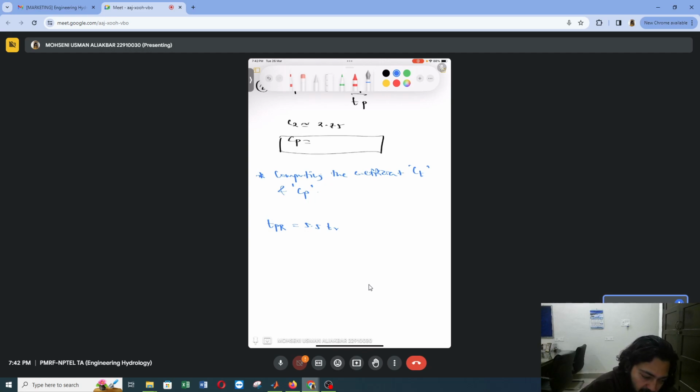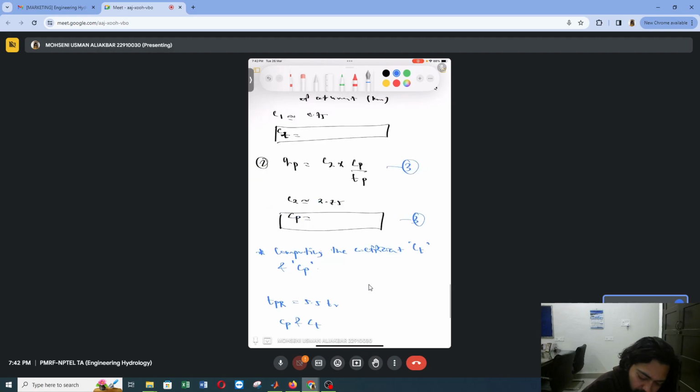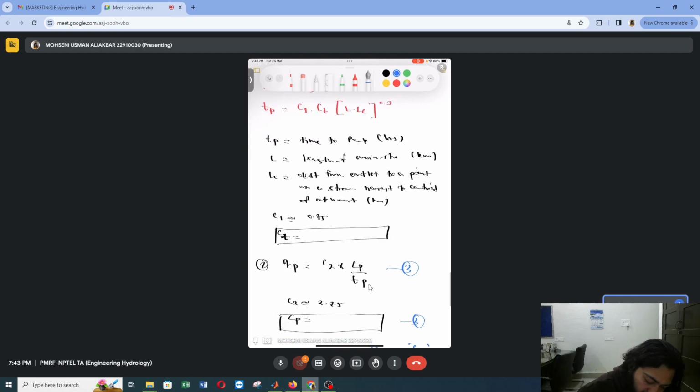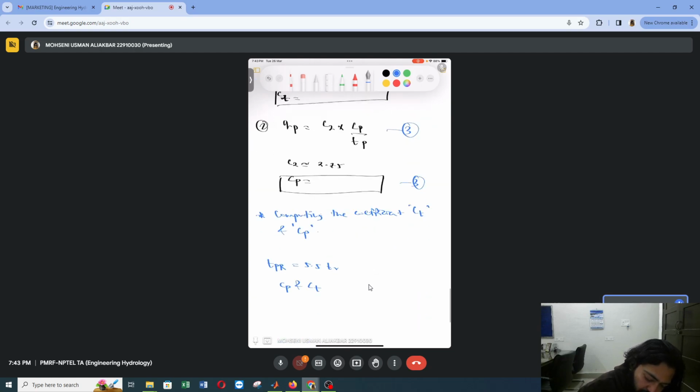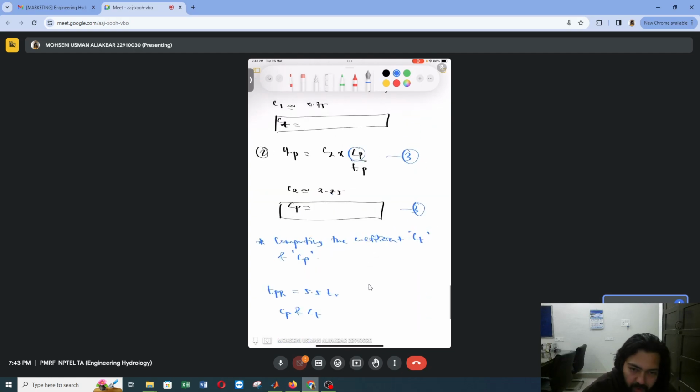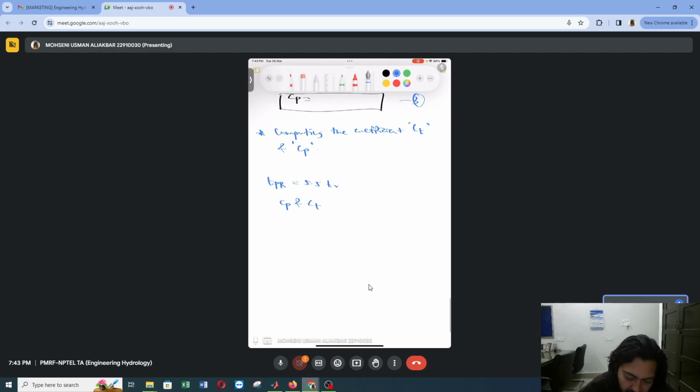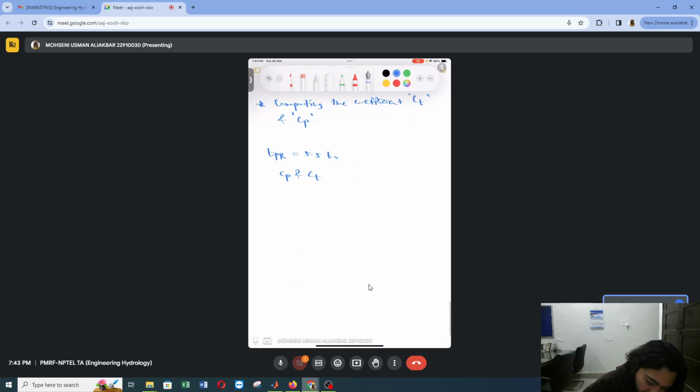If this condition is satisfied, we'll say that the synthetic unit hydrograph of that gauged catchment is of standard type, and then we can directly jump to the values of Cp and Ct. We can calculate Cp using equation 3, and we can calculate Ct from equation 2, since the synthetic unit hydrograph is of standard type. But let us say this condition is not satisfied, then how do we calculate Cp and Ct?